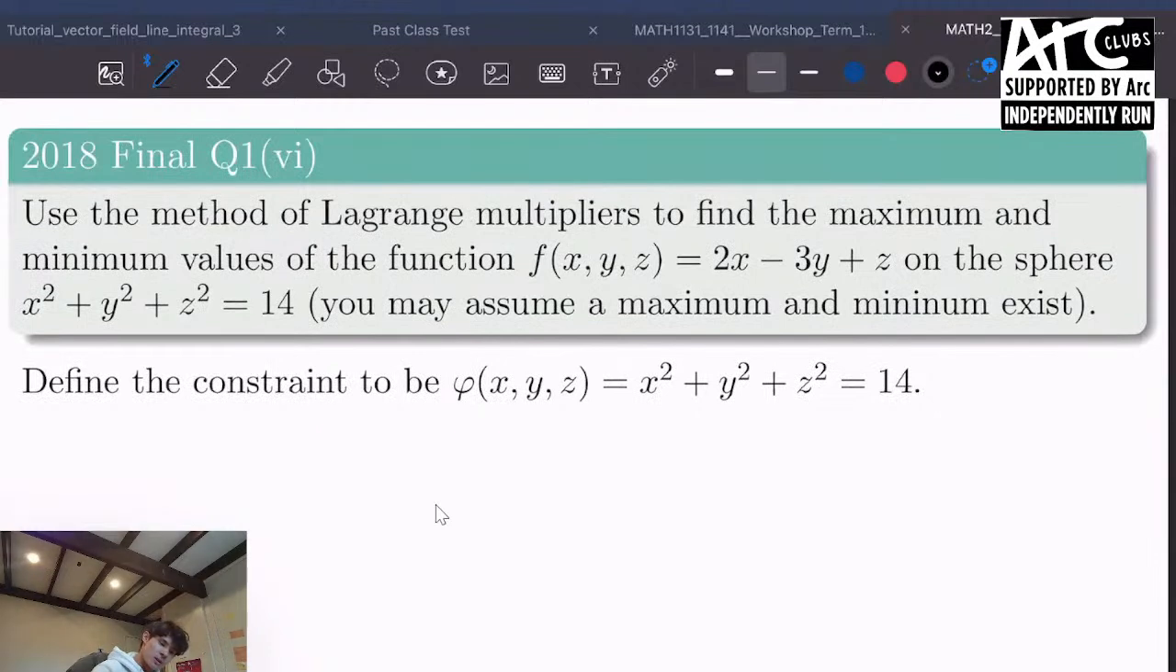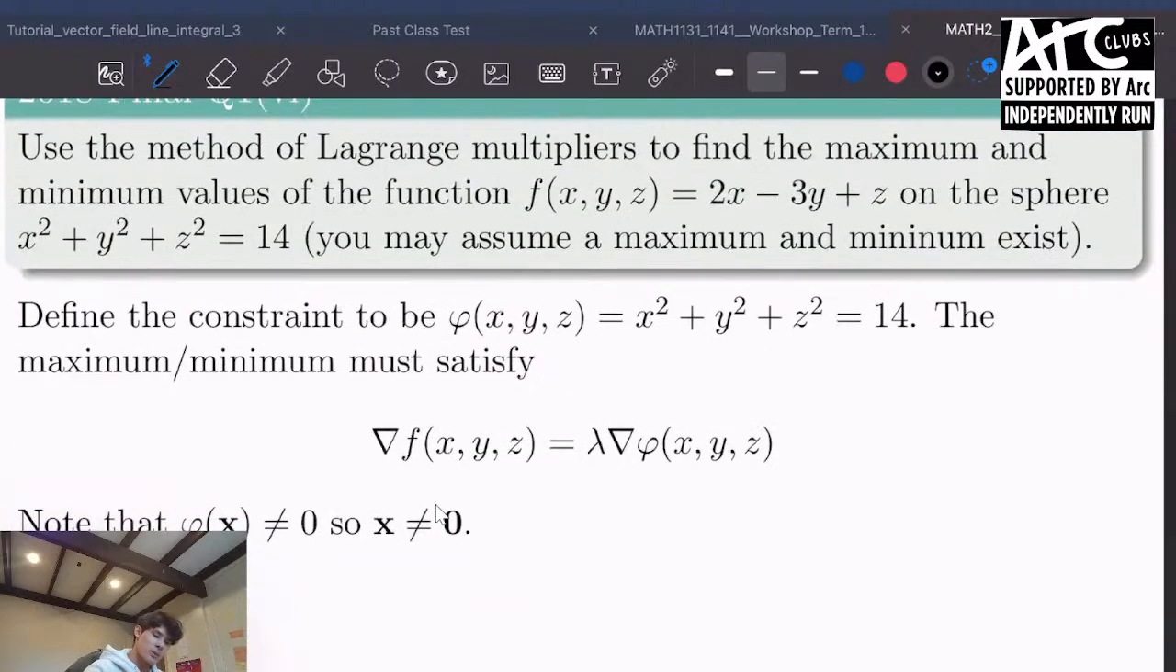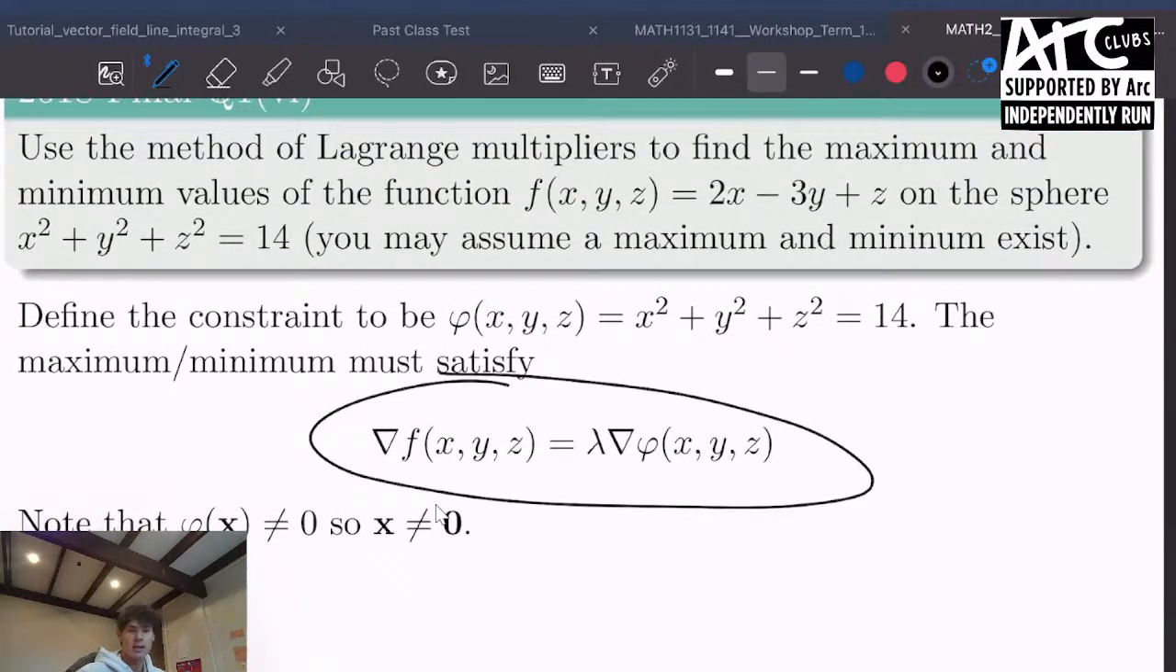Furthermore, we can then find the partials, so we can find the gradients. The gradient of phi should be 2x, 2y, 2z, and the gradient of f should be 2, -3, 1. Now we know by the method of Lagrange multipliers that the gradient of f must be equal to some lambda times the gradient of phi at some point where it attains a max or a min.